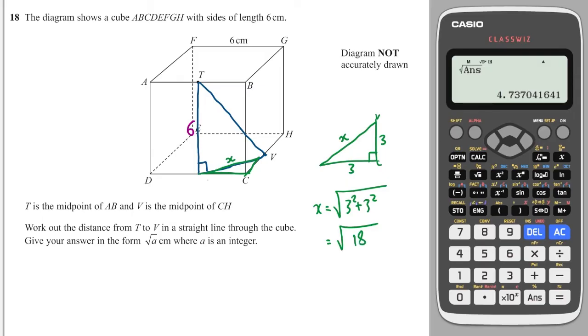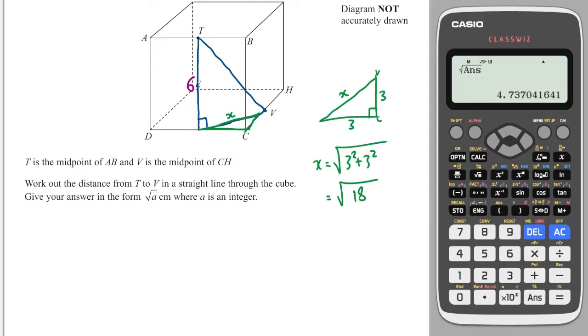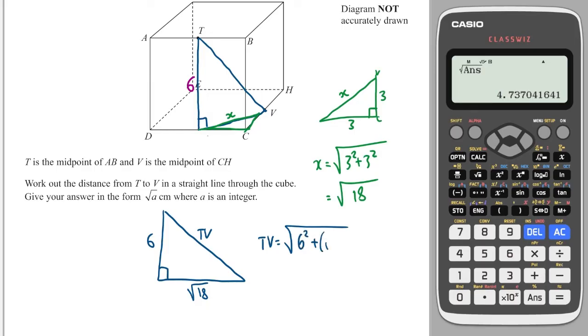Okay, I'll leave it like that. There's no need to simplify it just yet. Now let's look at the big blue triangle, where the line TV is what I'm actually trying to work out. I have 6 here, and I have root 18 here. So TV is also a hypotenuse, so it's the square root of 6 squared plus root 18 squared.